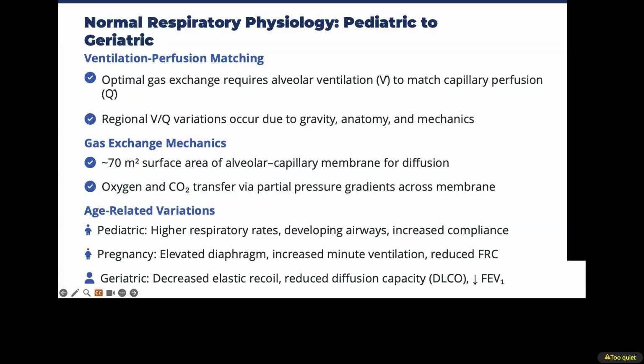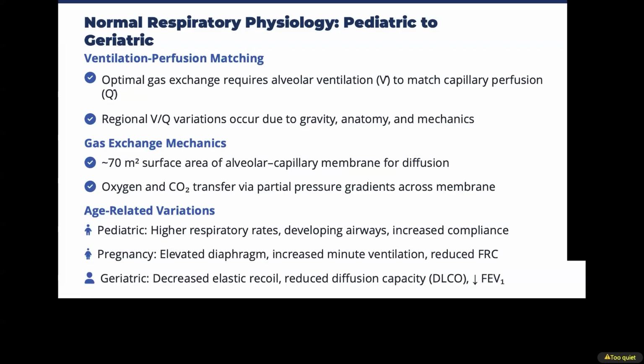In geriatrics, though, the opposite is true. So what happens is elastic recoil is waning. Small airways close sooner, and diffusion lung capacity is declining. So FEV1 falls predictably with each decade of life, not as a disease, but as the effect of time on the tissues.